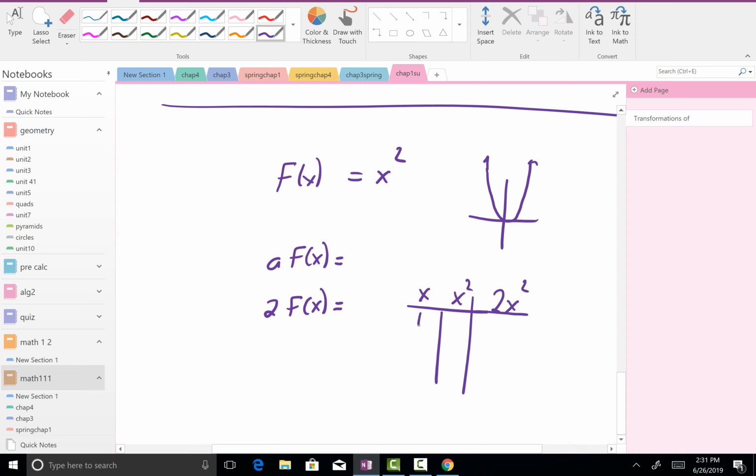So I'm going to pick 1, 2, 3, 4. Yeah, let's do some negatives actually: -1, 0, 1, 2, 3. I'm going to square those. And now I'm going to multiply them by 2, because that's what this says. So you take the x's as your input right here, and you get an output, the x squareds, but then you multiply each one of those by 2.